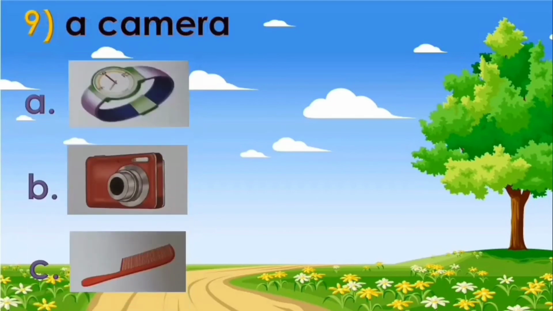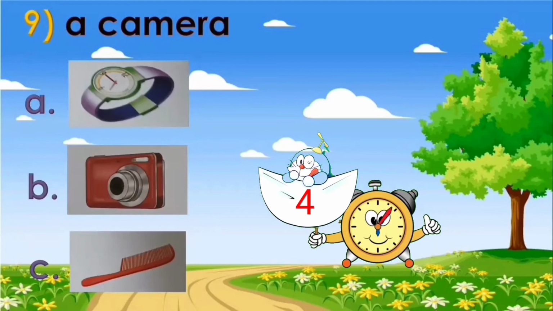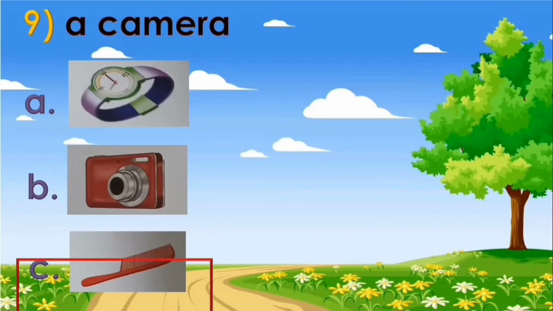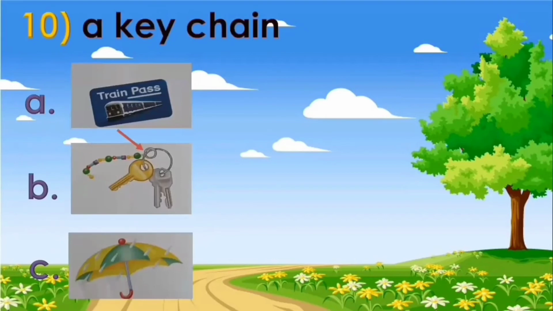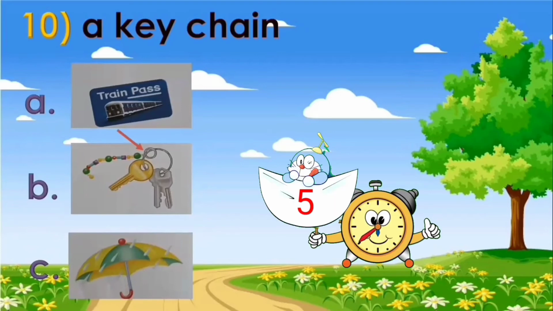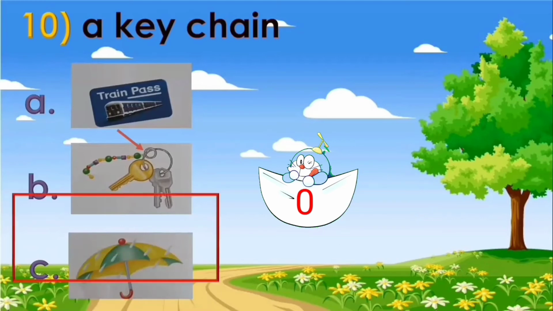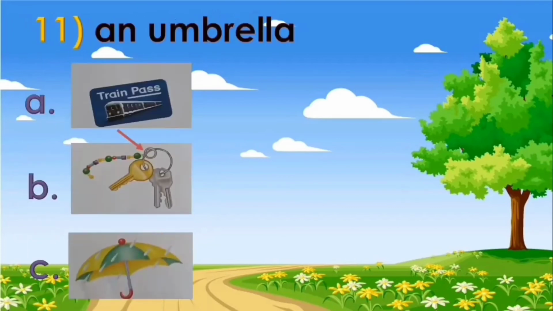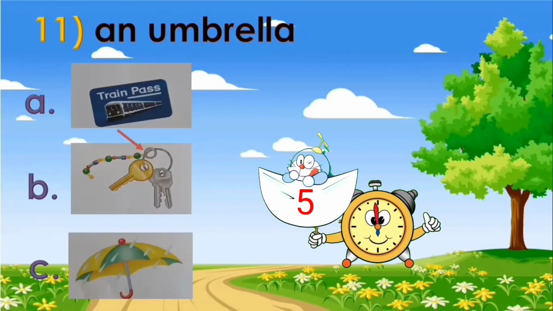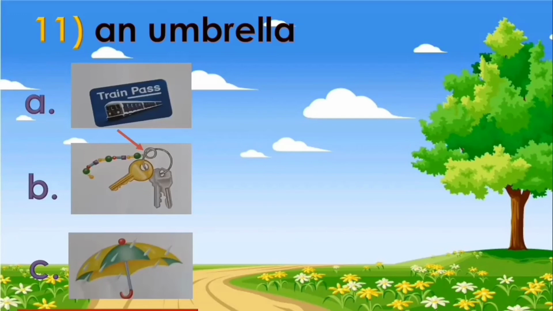Next, a camera. Again, a camera. A, B, C. Your time starts now. Time is up. The answer is letter B. Next, a keychain. Again, a keychain. A, B, C. Your time starts now. Time is up. The answer is letter B. Next, an umbrella. Again, an umbrella. A, B, C. Your time starts now. Time is up. The answer is letter C.